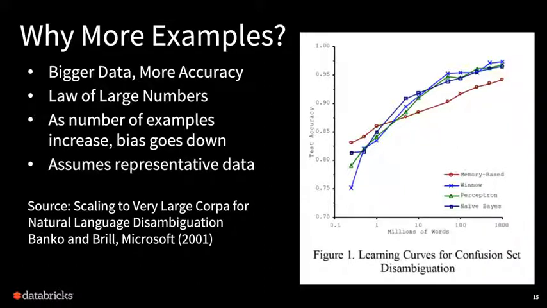Obviously, as you add more data, it does level off. It's a curve up and to the right. But as you add more examples, even small percentage points can mean a lot in terms of the overall accuracy of your model. The reason for this is the law of large numbers.